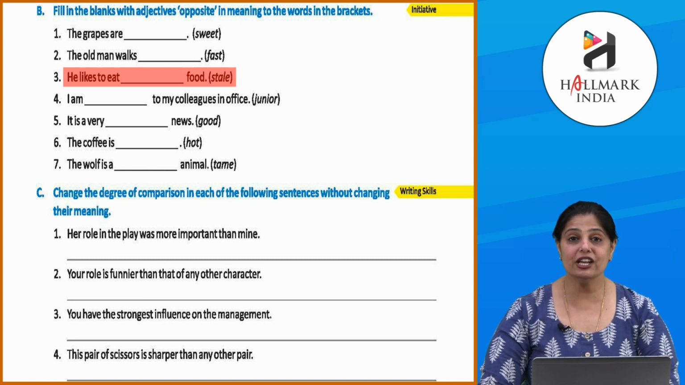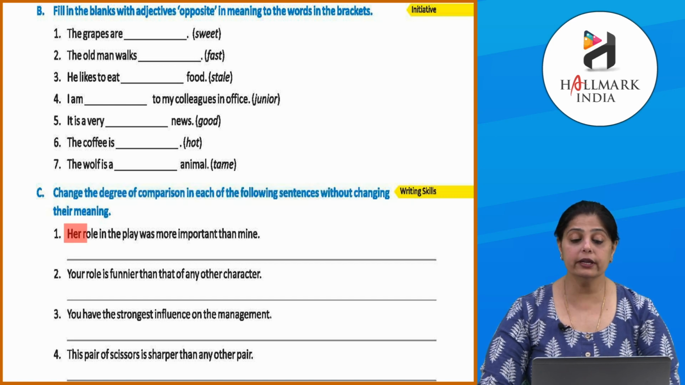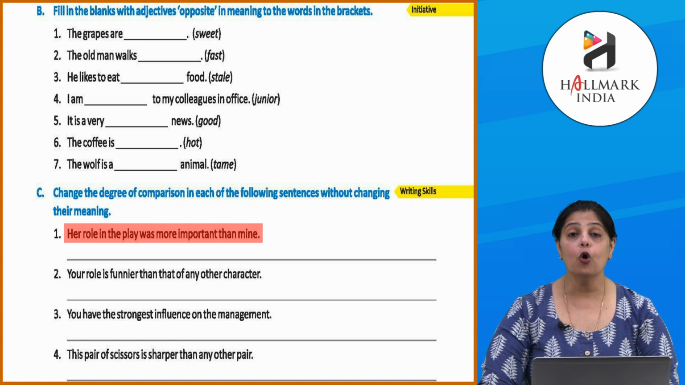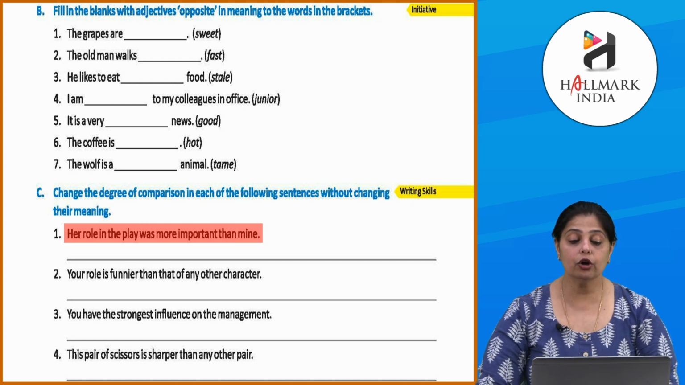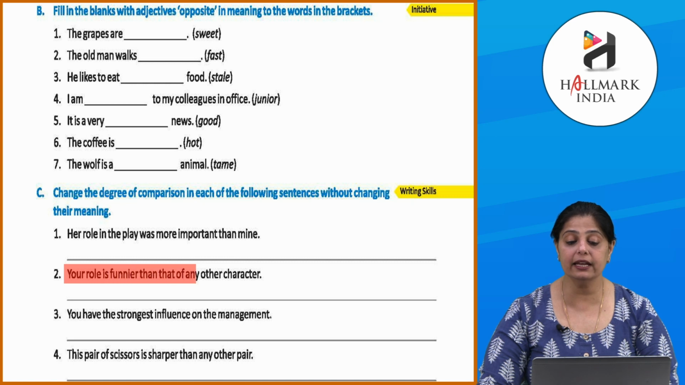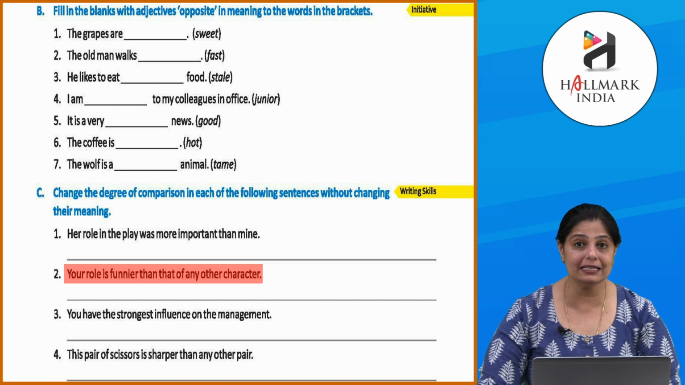The next one. Change the degrees of comparison in each of the following sentences without changing their meaning. Her role in the play was more important than mine. So we can change here to her role in the play was most important. Clear? Your role is funnier than that of any other character. So we can say your role is the funniest of all the characters. Clear? So likewise, complete all the remaining sentences.